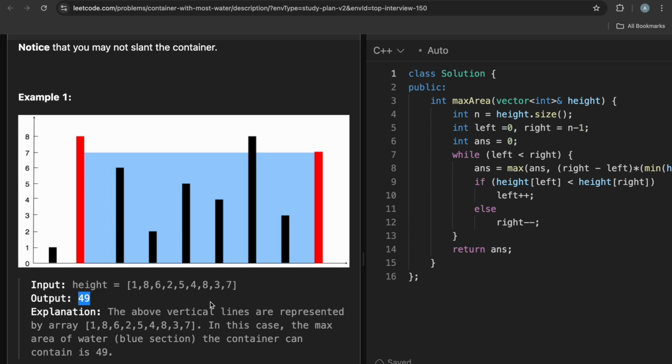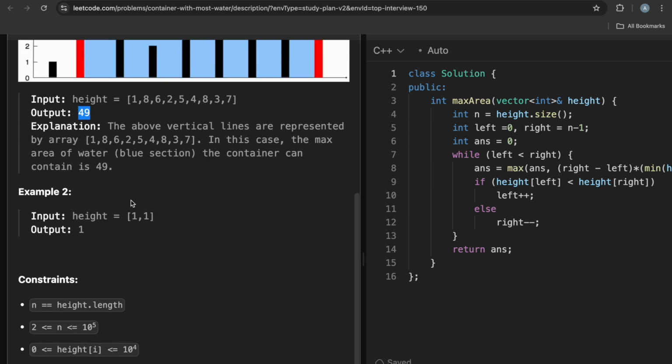So 49 will be the maximum answer. If we consider any other two, suppose these 8 and this 8, out of this the minimum is 8. So 8 will be multiplied with the index difference, and the indexes are 0 1 2 3 4 5 6, so 6 minus 1 is 5. So 5 into 8 is 40. So 40 is less than 49, so 49 will be our answer. We have to find the maximum answer. In this case there will be one height and one height, so the minimum would be 1, and multiplied with 1 minus 0 is 1. So 1 into 1 is 1.